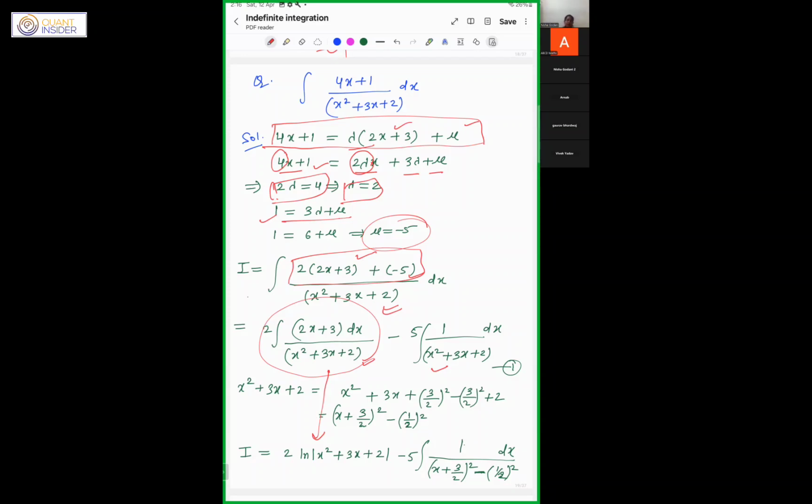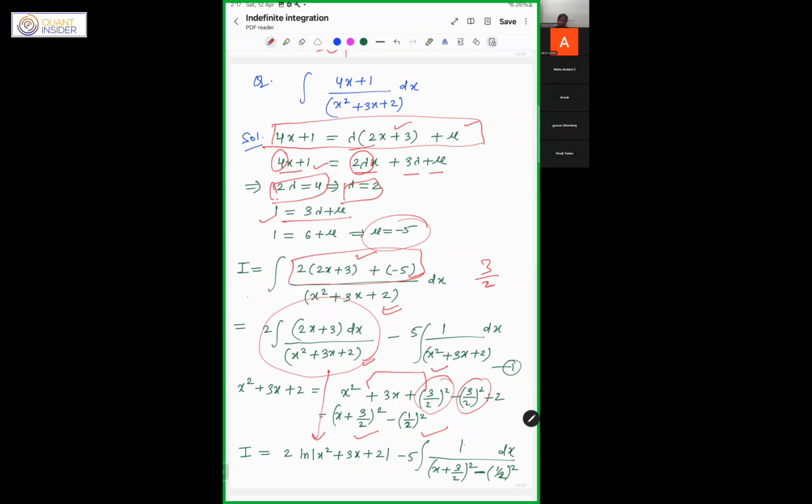So you must make it a perfect square here. So what will you do? Now the coefficient of x is 3, and 3 by 2 is half of the coefficient of x. Now what will you do? You will add the square of 3 by 2, and you will also subtract it. So (3/2) square is added and subtracted. So the first three terms give x plus 3 by 2 whole square, and the last two terms give minus 1 by 2 whole square.